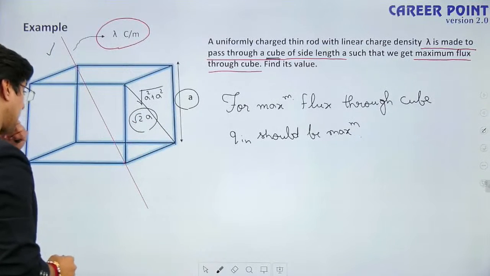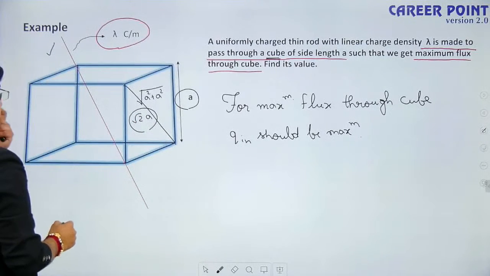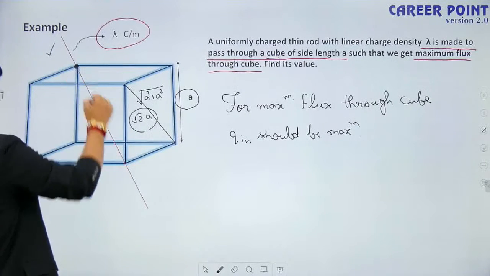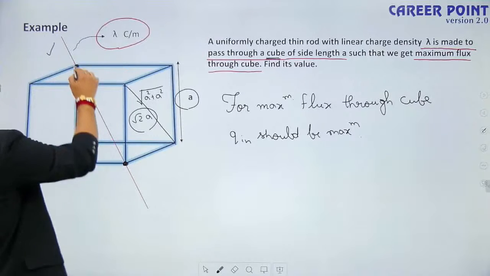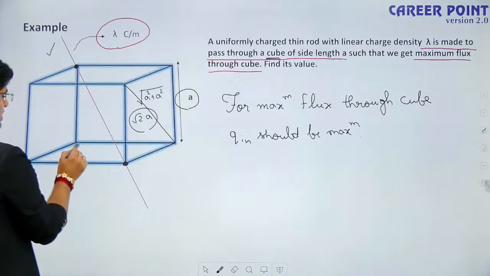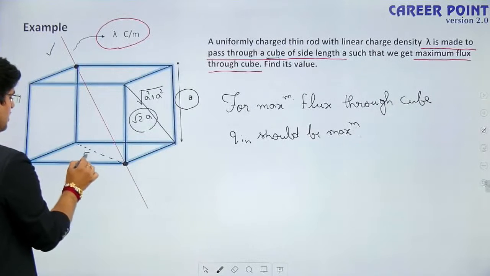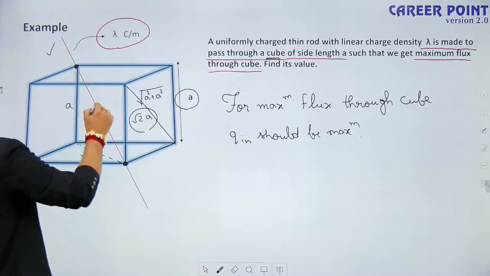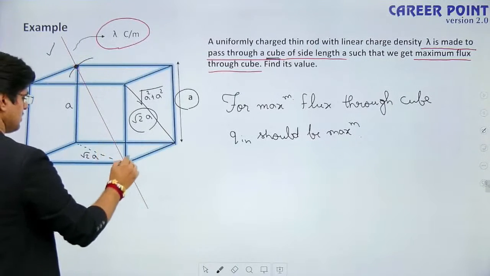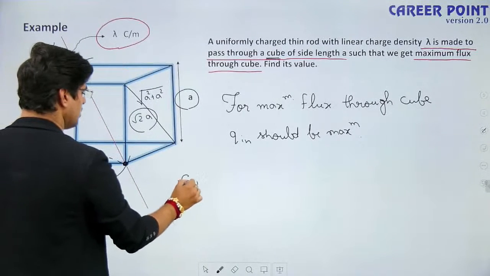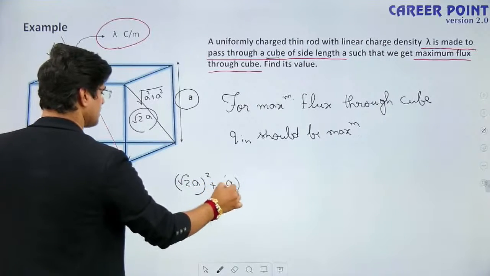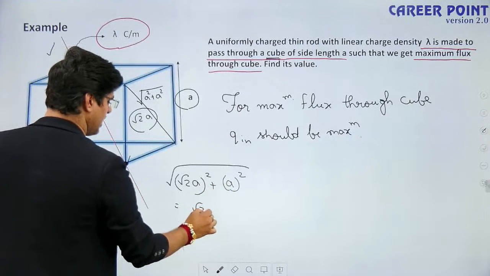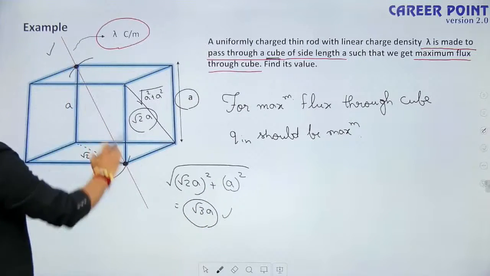But if I consider a diagonal which joins the opposite vertices, from here to here, such that this side is root 2a and this height is a, then we can easily tell that the length of this diagonal is going to be equal to the square root of root 2a whole square plus a whole square, that is, 2a square plus a square under root. Root 3a will be the length of the diagonal present inside.